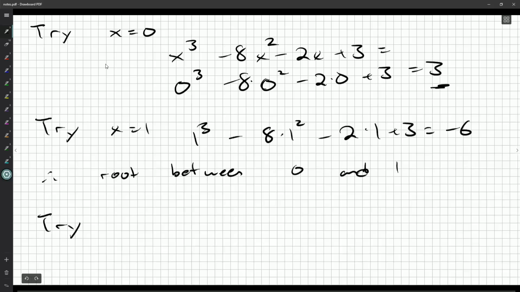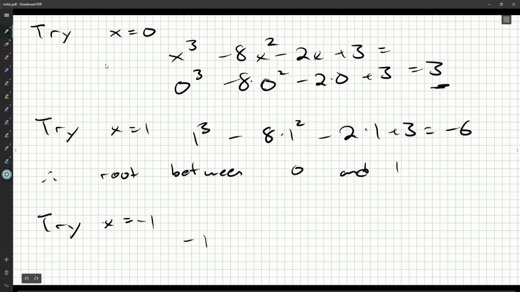We could try 2, but I'm going to try minus 1. I'm trying to keep the numbers as small as possible. If I tried something with a 2, I'd be talking about 2 cubed, and then 3 cubed and 4 cubed, and the numbers are going to get out of control pretty quickly. So I'm just trying to look at small numbers.